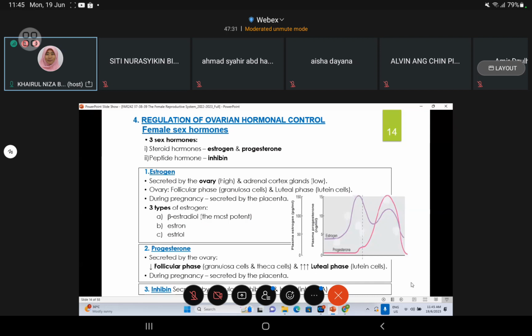Okay, I'll leave you to digest the graph on the ovarian hormones, estrogen and progesterone. If you can just imagine, inhibin A secretion is very similar to the pattern of estrogen secretion, and inhibin B secretion is very much similar to the pattern of progesterone secretion.